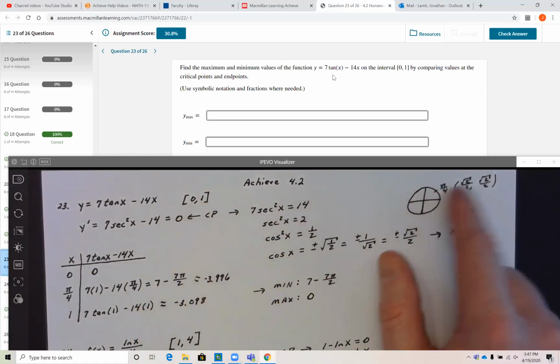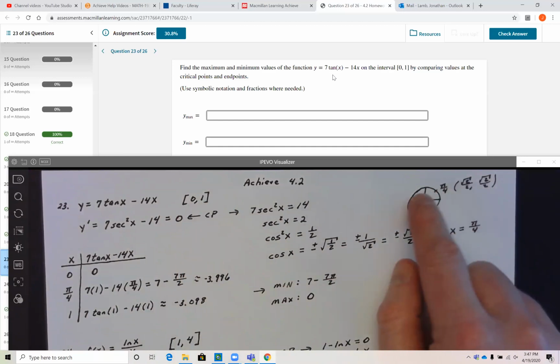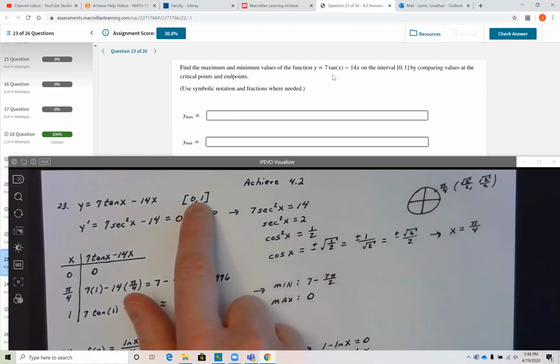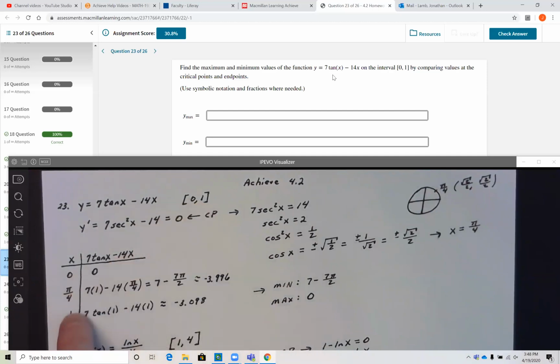At pi over 4, you know your cosine function is the square root of 2 over 2. You don't need any others because that value is going to be greater than 1. Pi over 4 is a little bit less than 1. So I can say, okay, that's my only critical point relevant to the domain of this problem. So I take my endpoints and my one and only critical point within those endpoints of pi over 4, and I evaluate them in the original function.